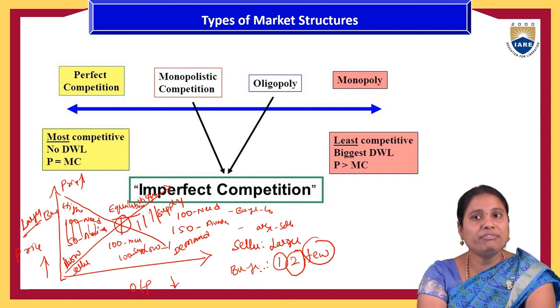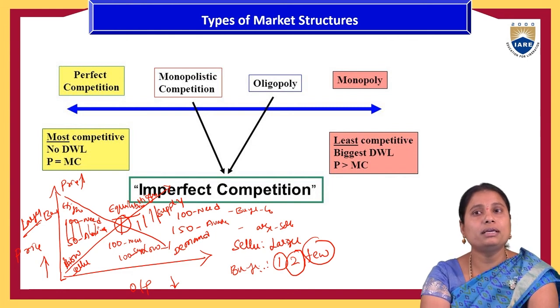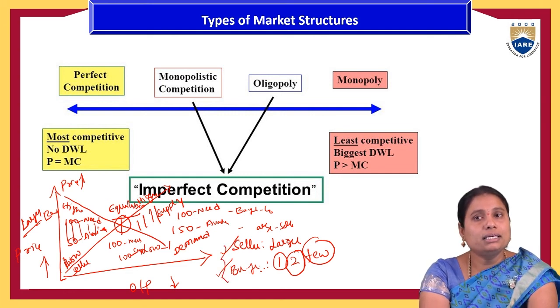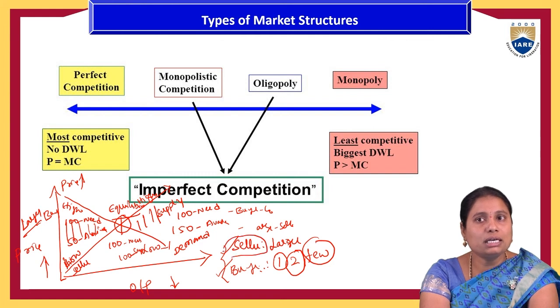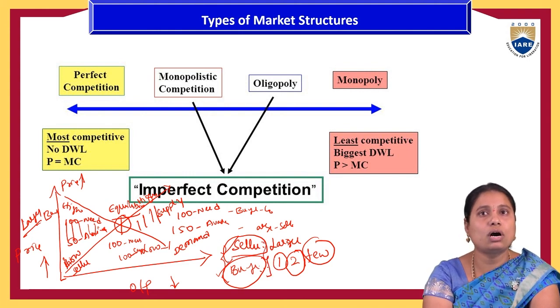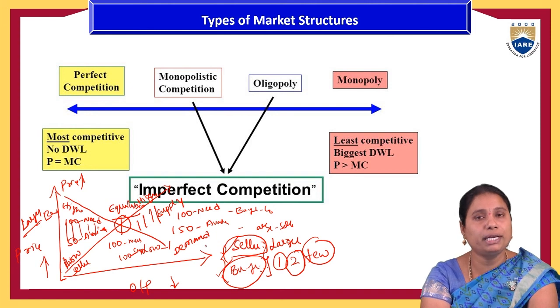So here the imperfect competition may be in terms of the sellers or in terms of the buyers, and the proportion between the sellers and buyers. But when there is a larger number of sellers and a larger number of buyers, or the number of buyers and sellers is mostly equivalent, then that condition will be called a perfect competitive market.